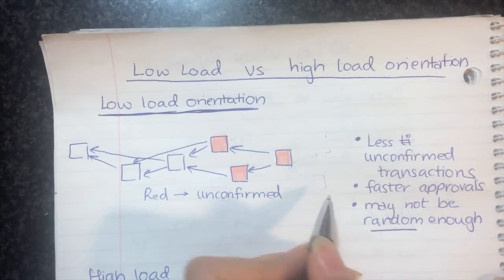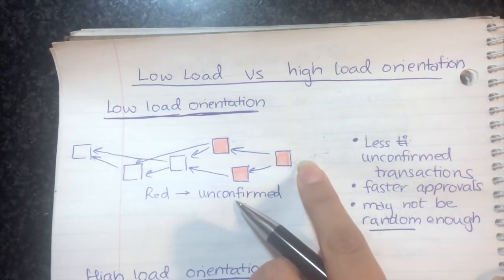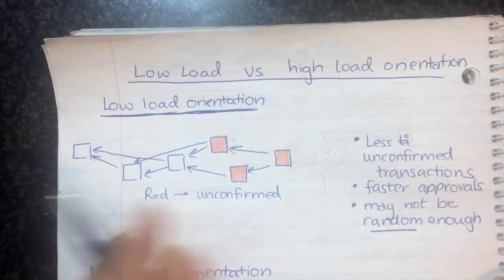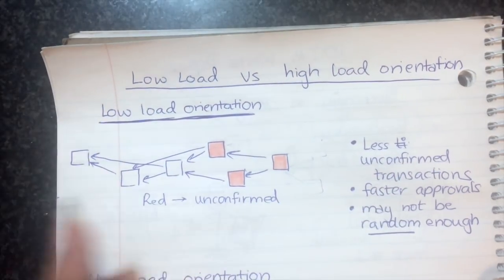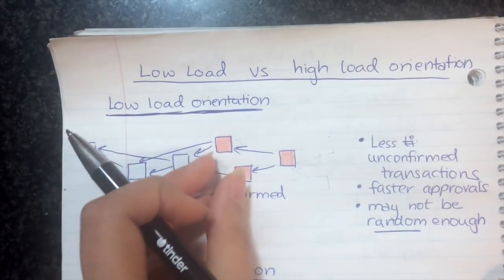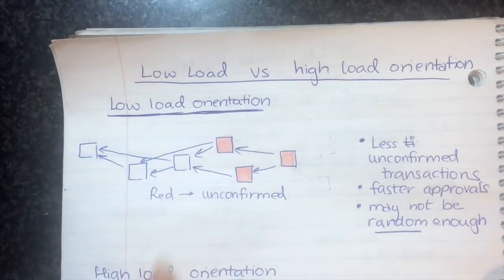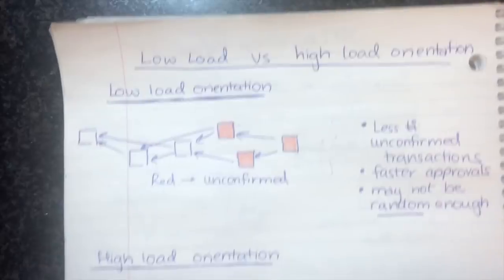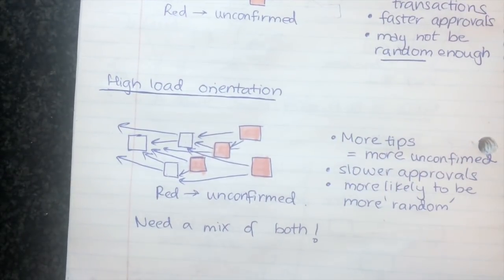If I only have these 3 tips to choose from and not these 3, it's not going to be random enough. If I have all of them to choose from, so we're re-verifying this and this, for example, these 2, that will be more random. And you can see that a bit in the high load orientation.